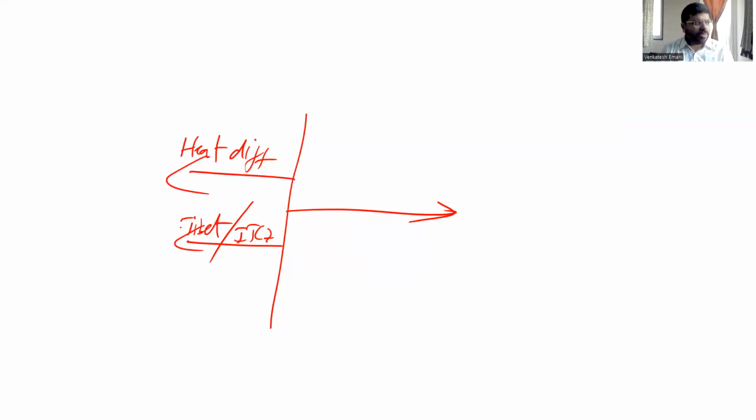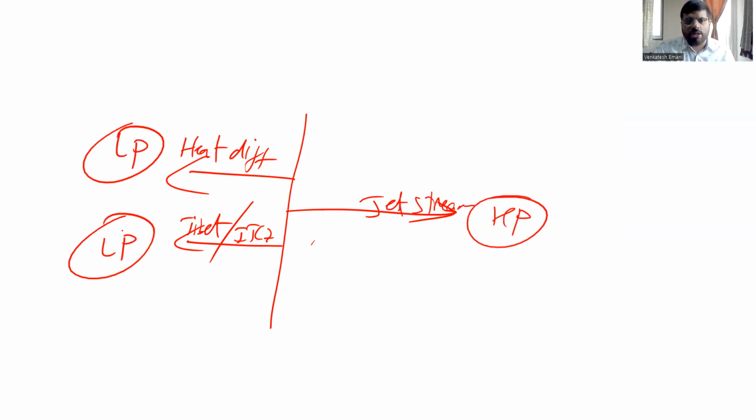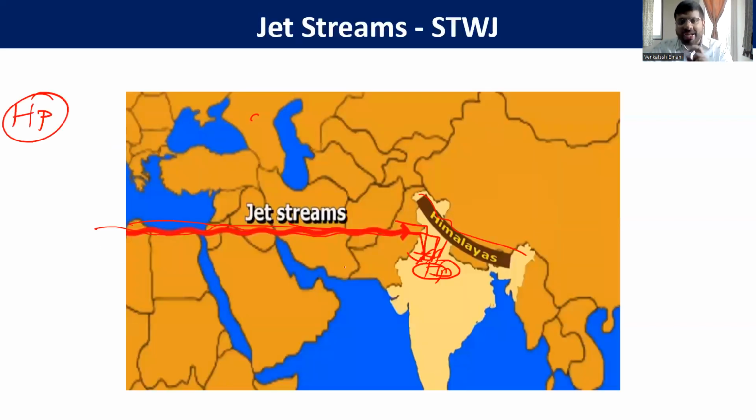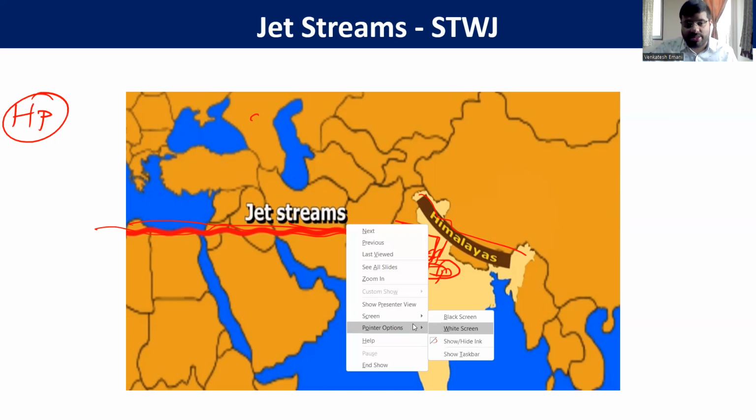You all played this tug of war, no? We used to play as a kid. We have a thread and we used to pull it. So there is one side which is pulling and there is the other side, the jet stream, which is causing a high pressure. So this is the low pressure, this is low pressure, but this is causing high pressure. But the fact of the matter is, the jet stream's force is much higher because of its fastness. The impact of the jet stream is much higher.